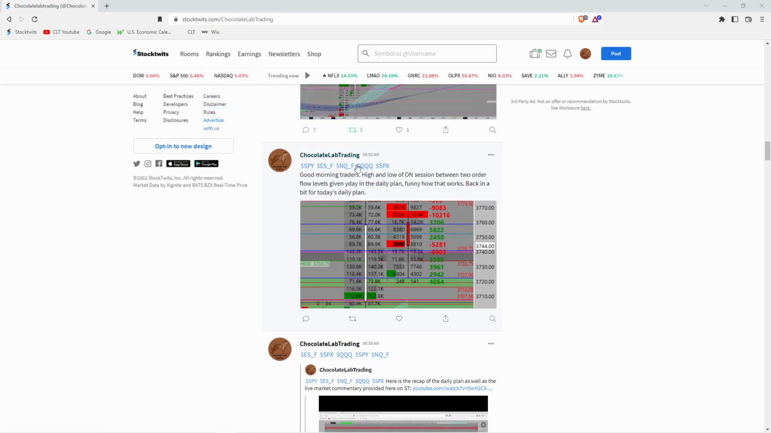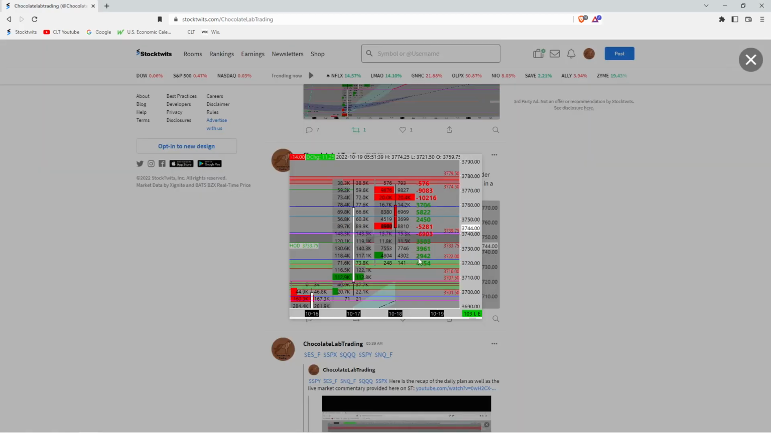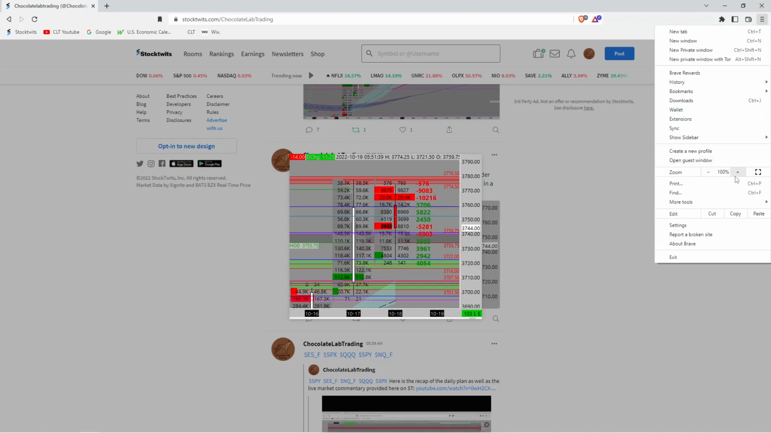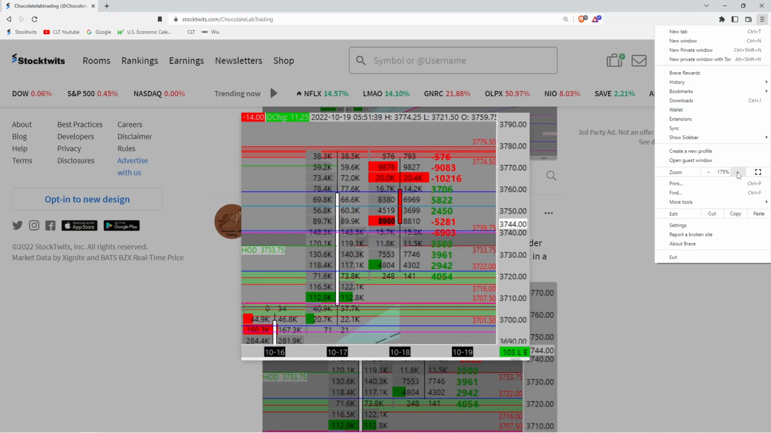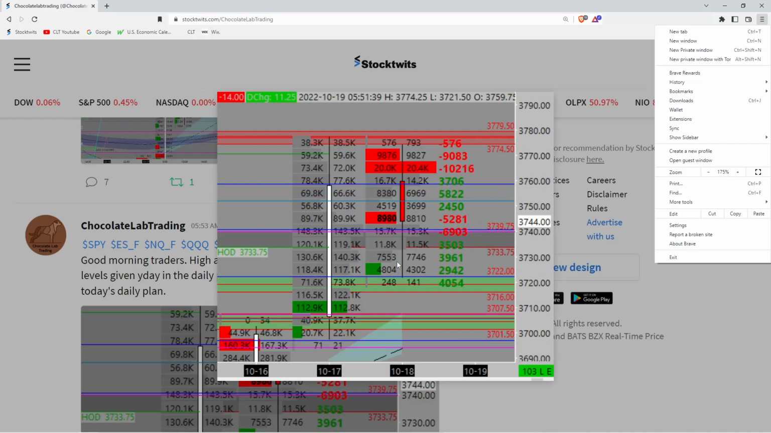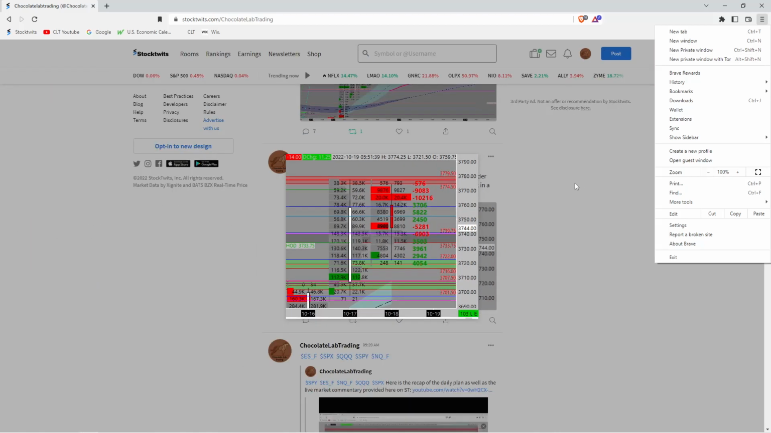So I started here on StockTwits just before 6 a.m. and I said, good morning, traders. High and low of overnight session between these two levels that were, if you guys remember, you guys may not be able to see this. One second. These were two order flow levels from our daily plan yesterday, and as of this time, they capped the overnight session. So let's move on.